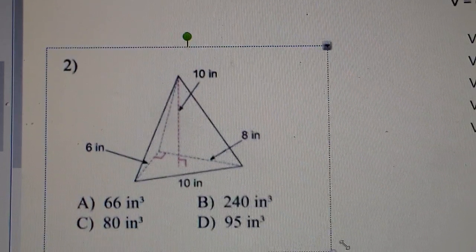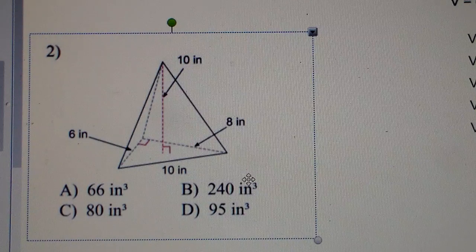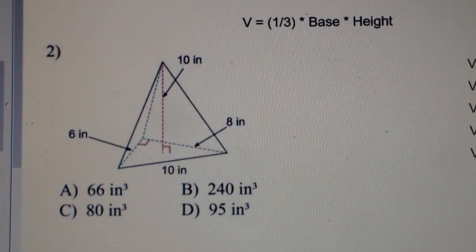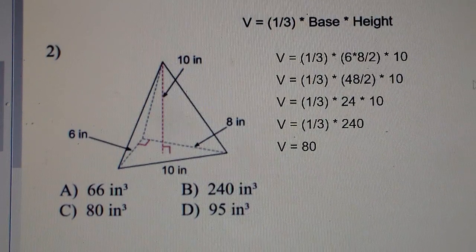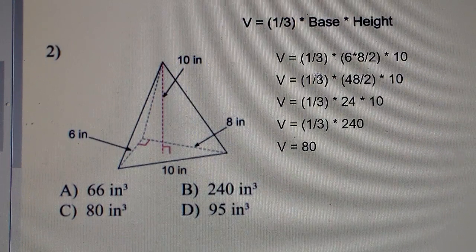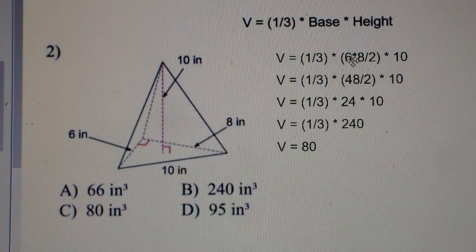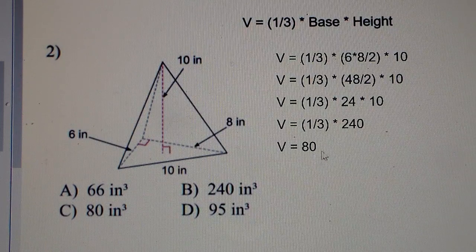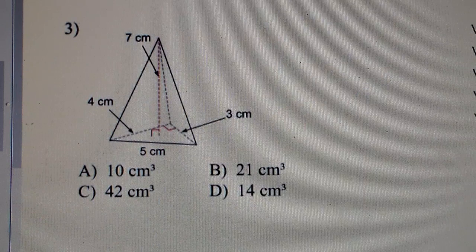Number 2, we have this volume of the rectangular pyramid. Plug it in, the base is 6 times 8 divided by 2, which gets you 48 divided by 2, which is 24. So 1/3 times 24 times 10. 24 times 10 is 240. 240 times a third gets you 80. So the volume of that guy is 80 inches cubed.